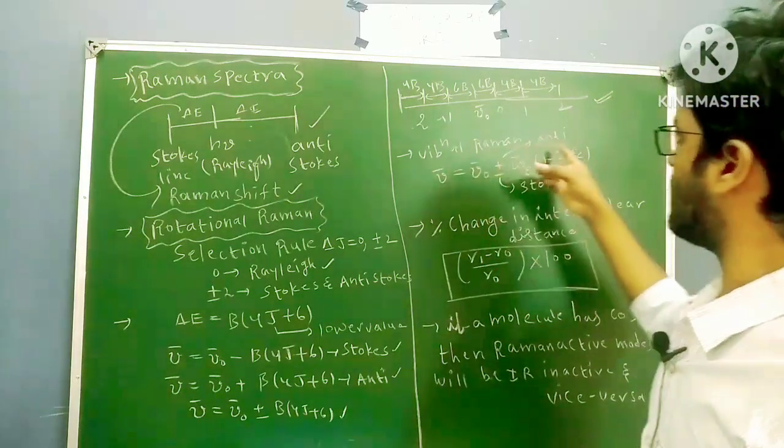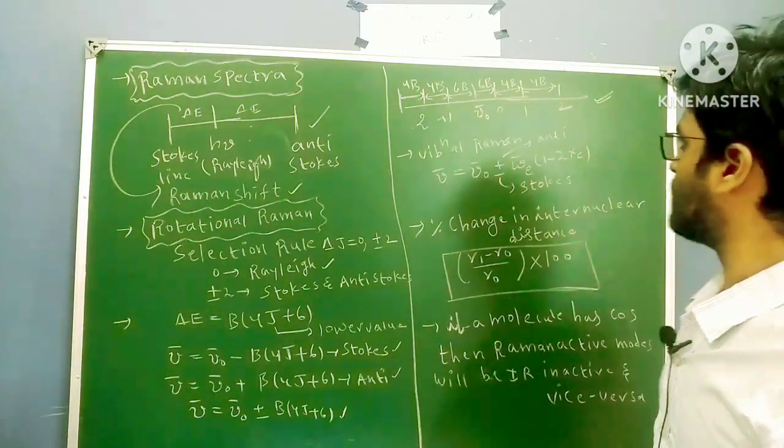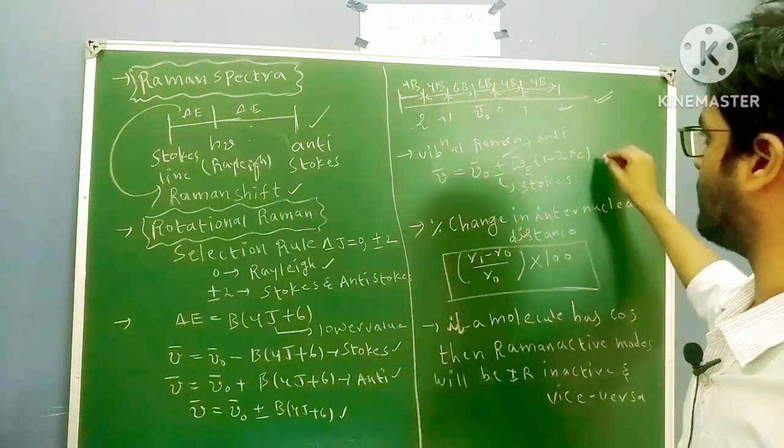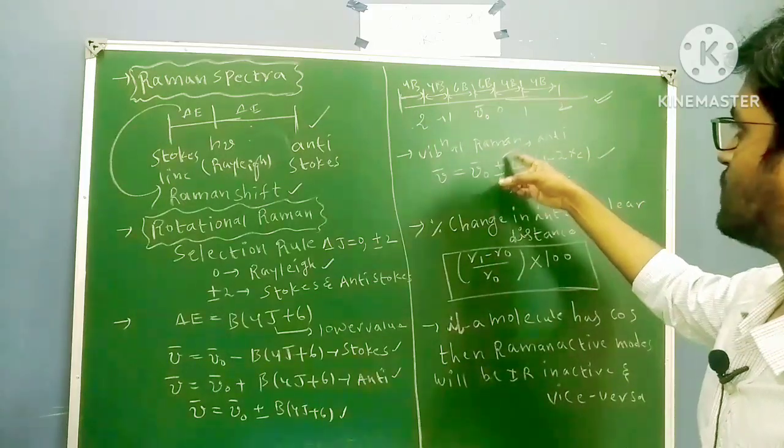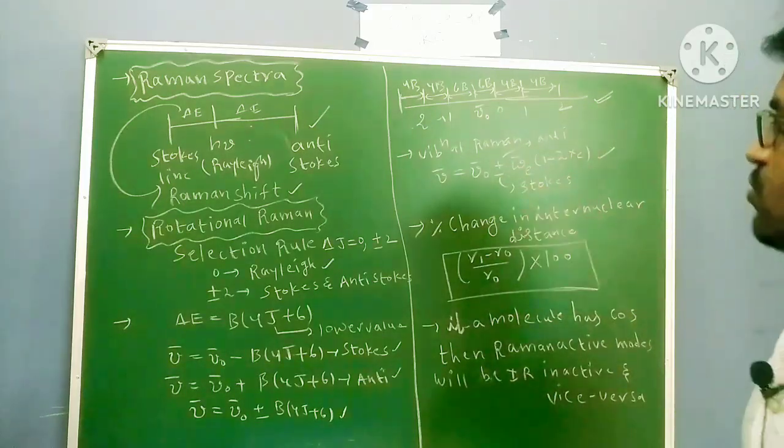Next one, vibrational Raman spectrum. In this vibrational Raman spectrum, we have Stokes and anti-Stokes. We have this formula, nu bar equal to nu naught bar plus or minus omega bar G into 1 minus 2XC. Plus is for the anti-Stokes line, minus is for the Stokes line.